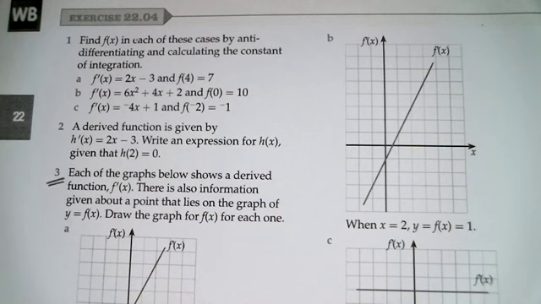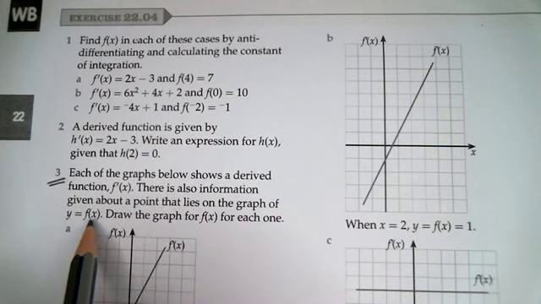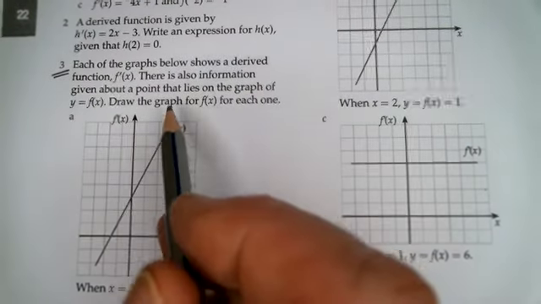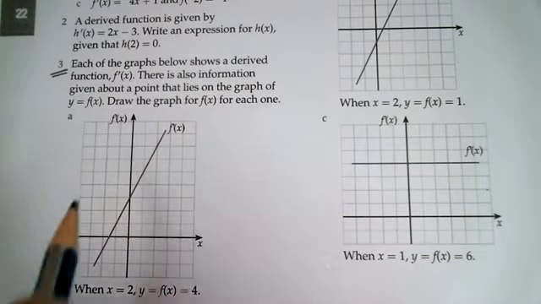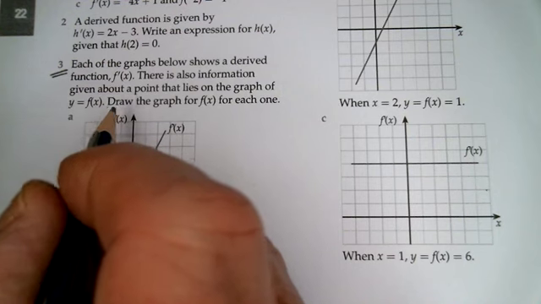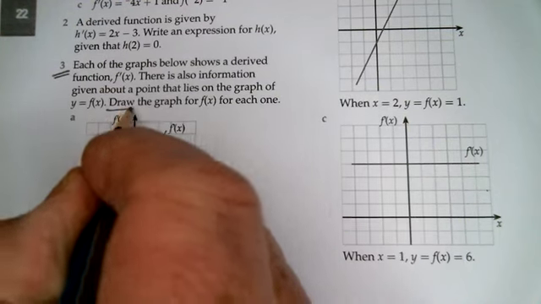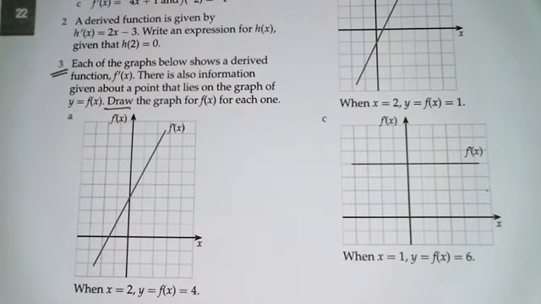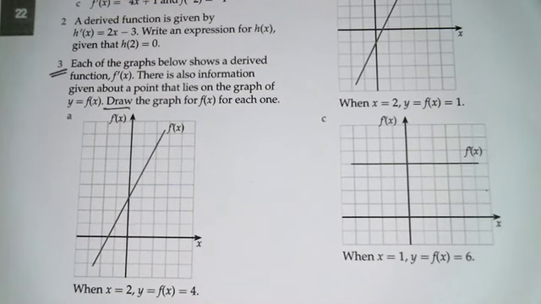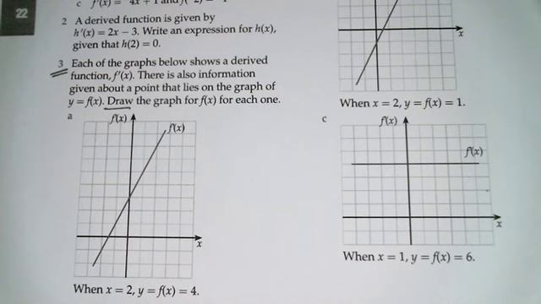There's also information given about a point that lies on the graph of y equals f of x. So it says draw the graph. Actually, I'm a little bit unnerved by the word draw. Quite often these will ask for you to sketch, which means you don't really have to be quite so precise. So I'm not quite sure what they mean by draw, other than to draw it exactly as it should be drawn, complete with intercepts and turning points and other such labels and what have you.